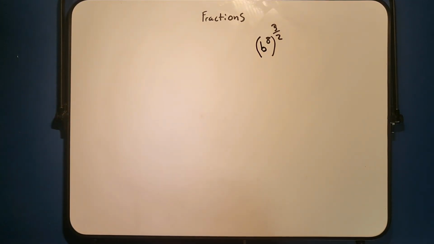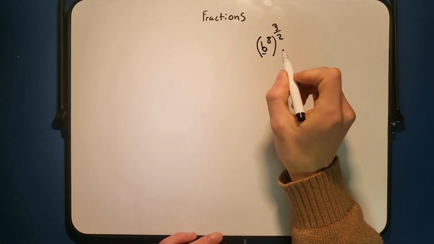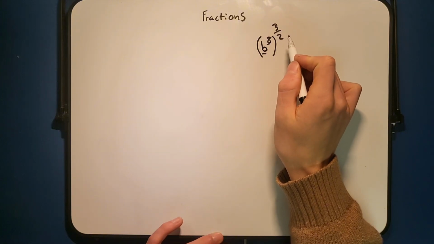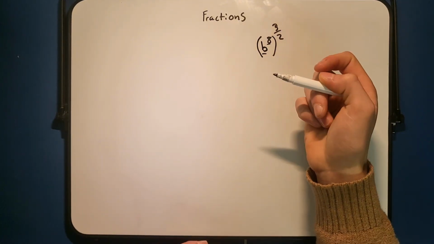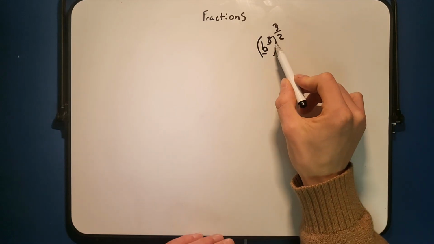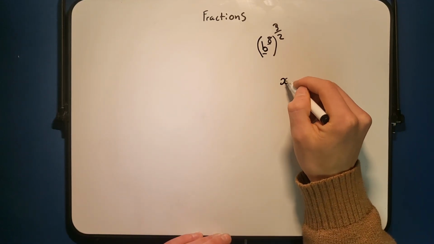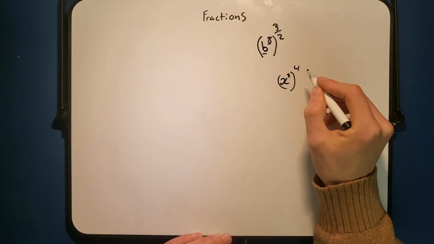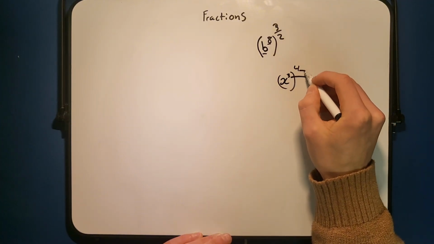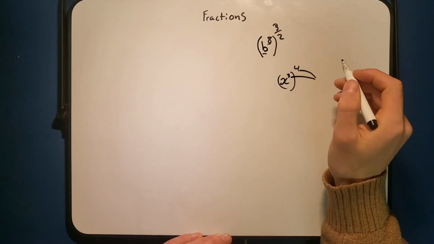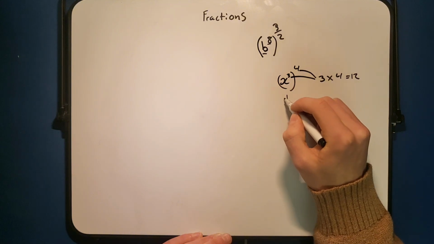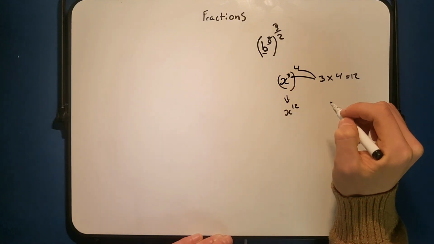Now let's take a look at this problem. This one is slightly different here, as we have a variable b to the power of 8, and all of this to the power of 3 over 2. Now this is one extra rule here. When we have a number, let's say x to the power of 3 over another number, let's say 4, these two numbers, instead of adding them, we're going to multiply them. So this will be 3 times 4, which is 12. So this would be x to the power of 12.